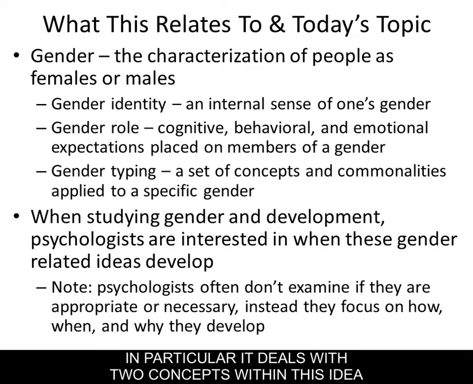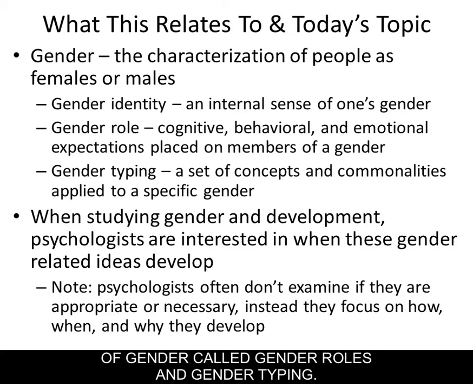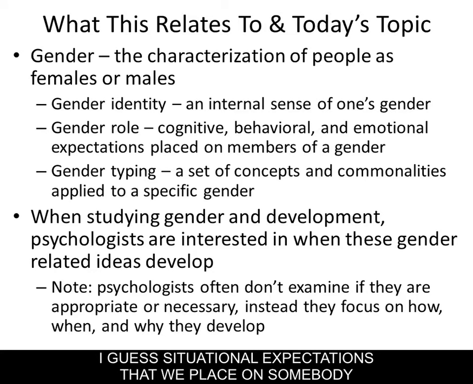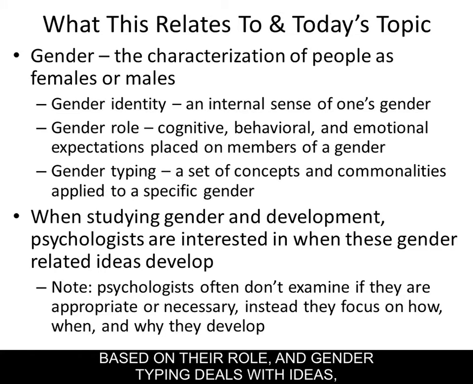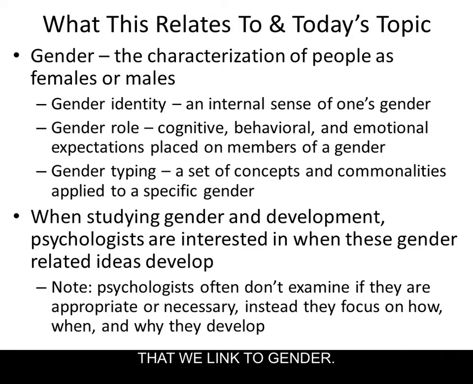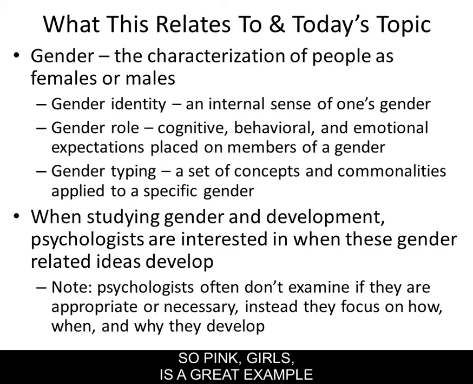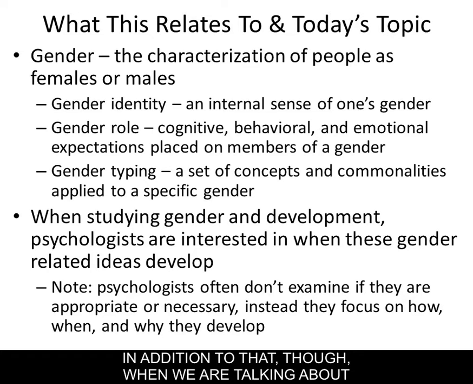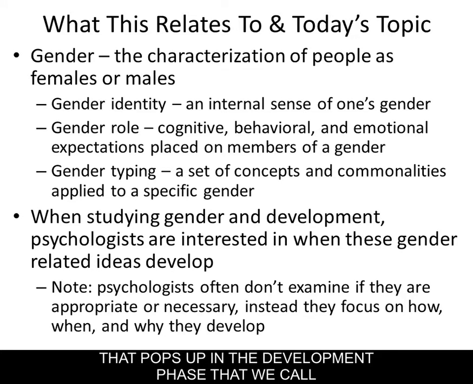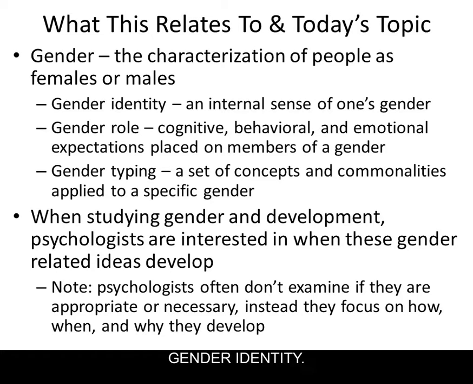In particular, it deals with two concepts within this idea of gender called gender roles and gender typing. Gender roles deal with emotional, behavioral, situational expectations that we place on somebody based on their role. And gender typing deals with ideas and concepts, like pink goes for girls, that we link to gender. So pink for girls is a great example of gender typing. Now, in addition to that, when we're talking about gender, we have another thing that pops up in the developmental phase that we call gender identity.